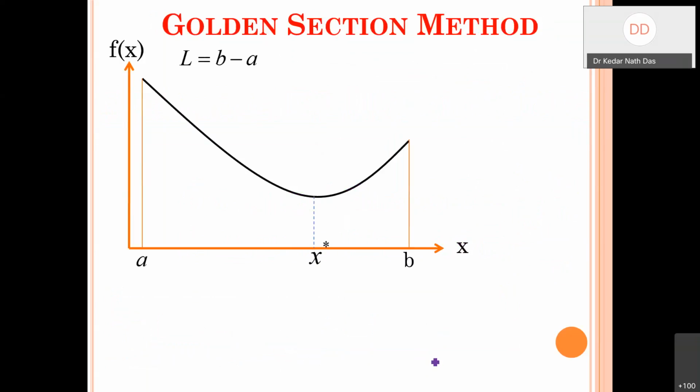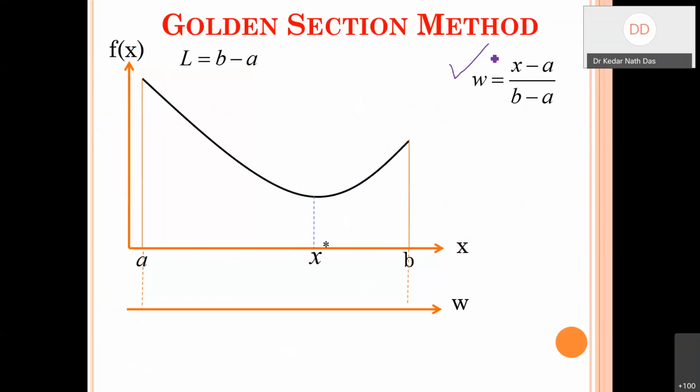The golden section method says that we can have a mapping from this x-axis to the w-axis by using this equation: w equal to x minus a by b minus a. If I am taking the x value as b, obviously the w value is 1. If I take the x value as a, this is a minus a by b minus a, which is equal to 0. So this a, b range is mapped to the 0, 1 range. So there is a mapping to this. Sometimes you call it normalization, and these values are named as AW and BW.